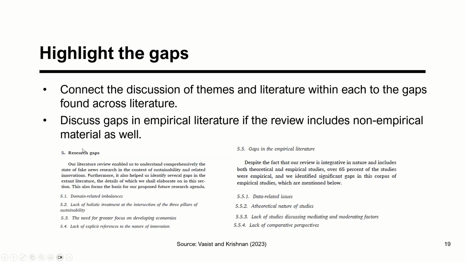Highlighting the gaps. Try and dedicate another section to gaps in the literature. Look at not just gaps in the overall literature, but also discuss any gaps in empirical literature, if the review also includes non-empirical material, in terms of, say, domain-related imbalances, inconsistencies, a lack of explicit references to the nature of innovation, so on and so forth. That's what the research gaps are being called out as far as this article is concerned, and gaps in the empirical literature as well.